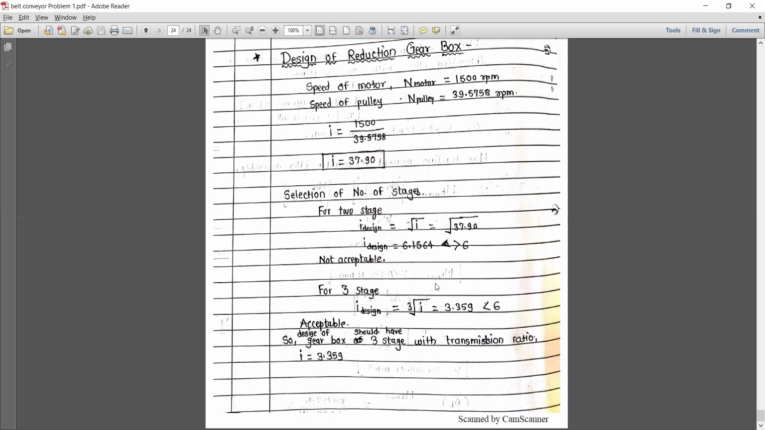Okay, so thank you very much. This is the first problem with respect to the design of the conveyor belt. In the next lecture we will start with a fresh problem.